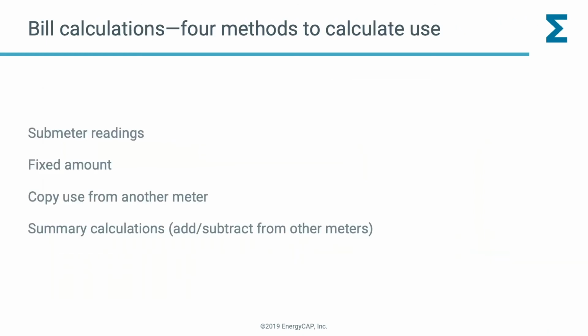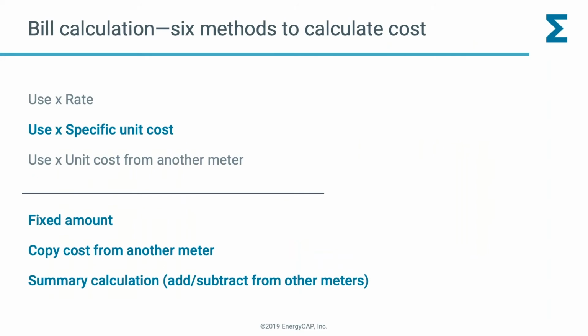So as we mentioned, there are 4 options available for calculating use with bill calculations, 6 methods for calculating cost as well. All of these options provide you with lots of different opportunities to model your system exactly the way you want.